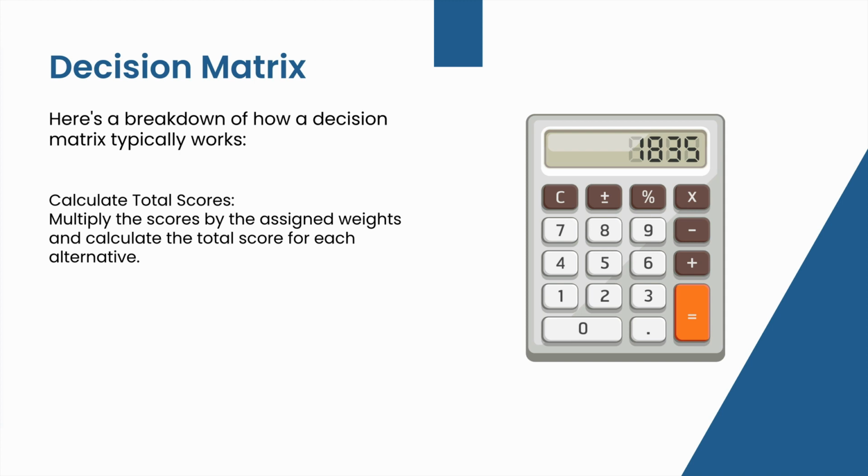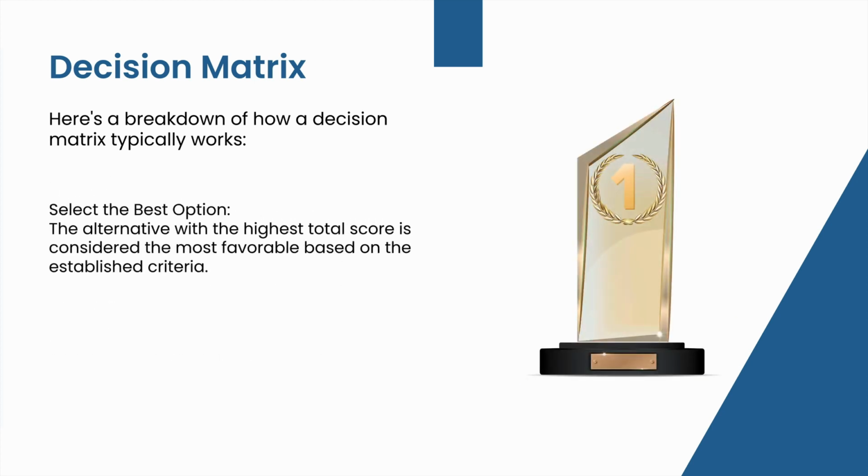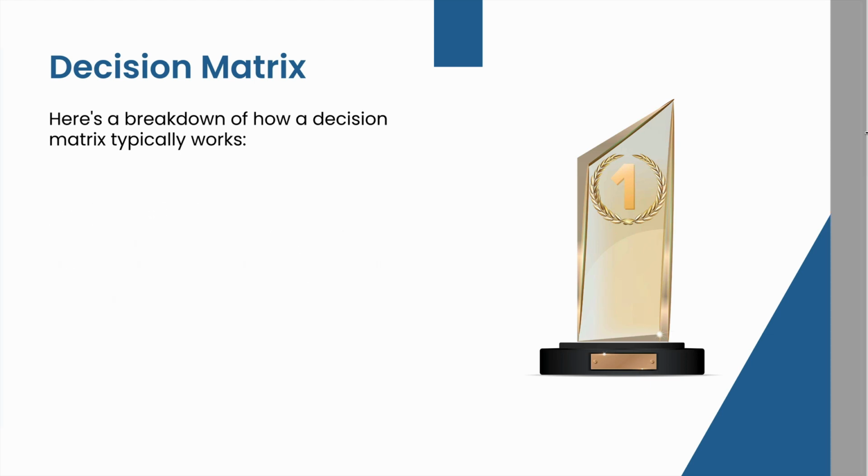Multiply the scores by the assigned weights and calculate the total scores for each alternative. This helps in quantifying the overall performance or desirability for each alternative. And finally, select the best option. The alternative with the highest total score is considered the most favourable based on this established criteria. Okay, let's go ahead and try this for our example of trying to decide which project management software to choose.